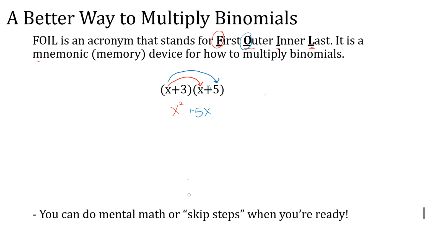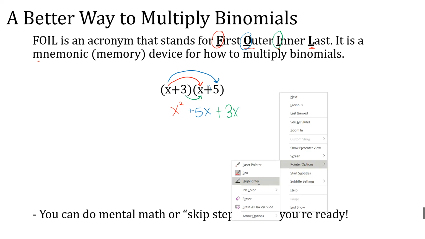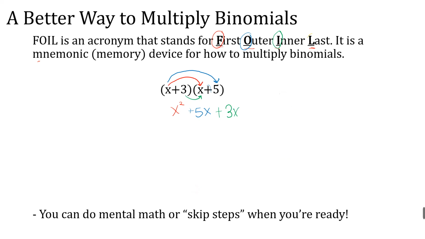Okay. Now let's look at the inner terms. So the inner terms are the ones on the inside. 3 times x. 3 and x are the inner terms. And then hopefully you're figuring out the pattern and that you can see that the last terms would be 3 and 5. 3 times 5 is 15.